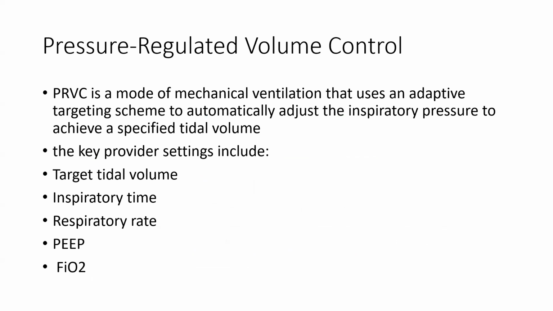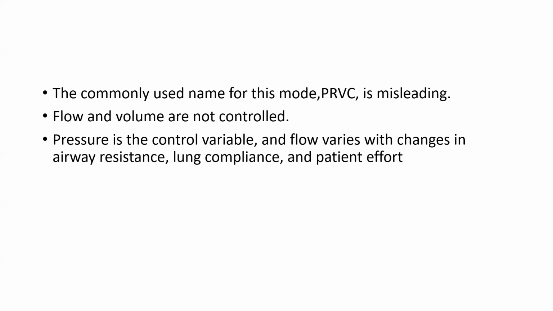Pressure regulated volume control is a mode of mechanical ventilation that uses an adaptive targeting scheme to automatically adjust inspiratory pressure to achieve a pre-specified tidal volume. The key provider settings include targeted tidal volume, inspiratory time, respiratory rate, PEEP, and FiO2. The commonly used name for this mode, PRVC, is misleading, as flow and volume are not controlled. Pressure is the control variable, and flow varies with changes in the airway resistance, lung compliance, and the patient effort.